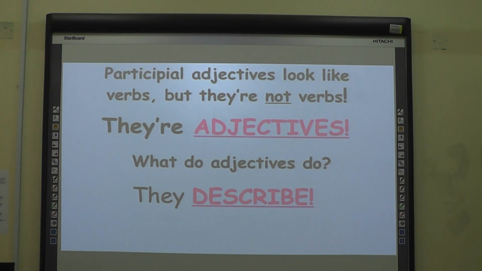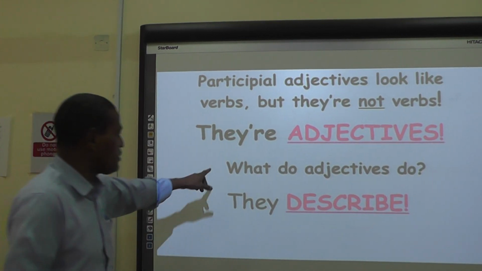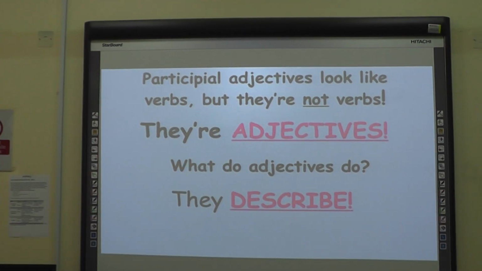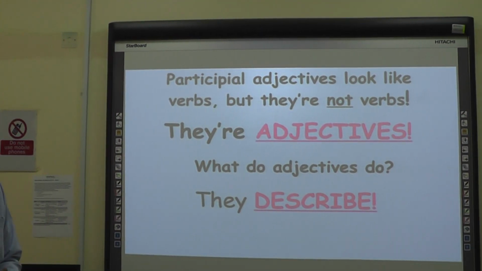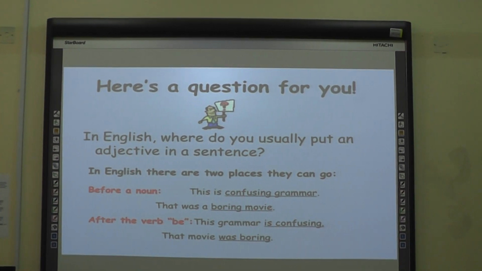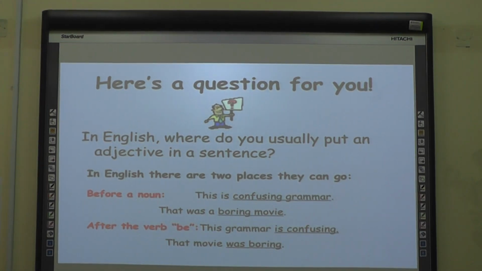So, participle adjectives look like verbs, but they are not verbs. Originally they are verbs, but we add ed or ing and we use them as adjectives. What do adjectives do in a sentence? What is the function of an adjective? Adjectives describe. Describe what? Describe the noun in the sentence. So here is a question. In English, where do we usually put an adjective in a sentence?